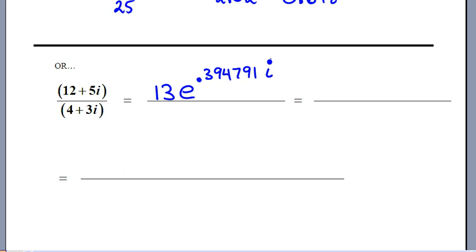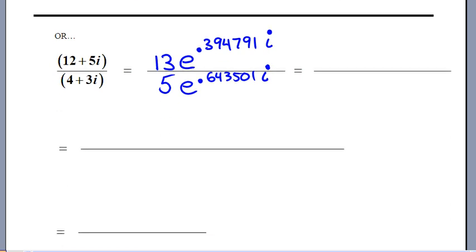The 4 plus 3i, its absolute value is 5. And if you do the previous page, it takes a bit of work, but you could write this as an angle with an Euler deal. This is 0.643501i. And then you divide, right?